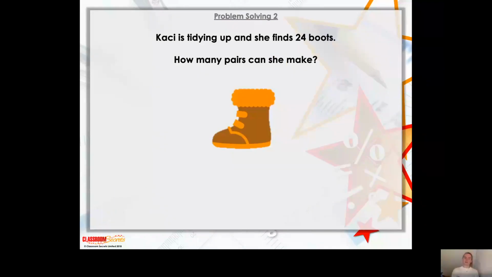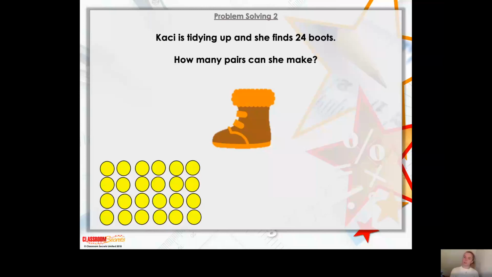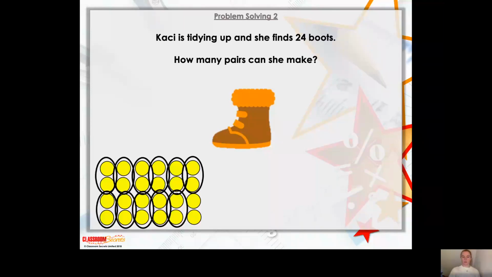Okay, here's our last question. So Casey is tidying up and she finds 24 boots. How many pairs can she make? Well, here are 24 counters and we're going to put them in pairs. So in pairs means in groups of 2. So there's our first pair, and I'll put all of the counters in groups of 2. There we go. Can you pause the video? How many pairs have I made?